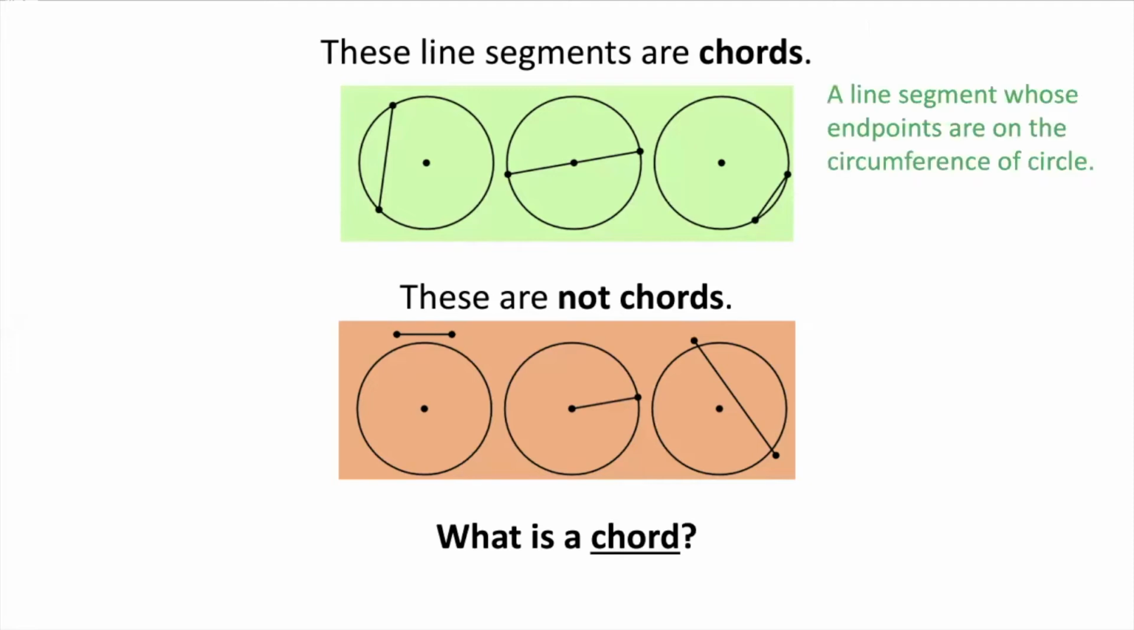A formal definition of a chord is a line segment whose endpoints are on the circumference of the circle. So notice in all of these examples of chords, the endpoints of these line segments are on the circumference of the circle.